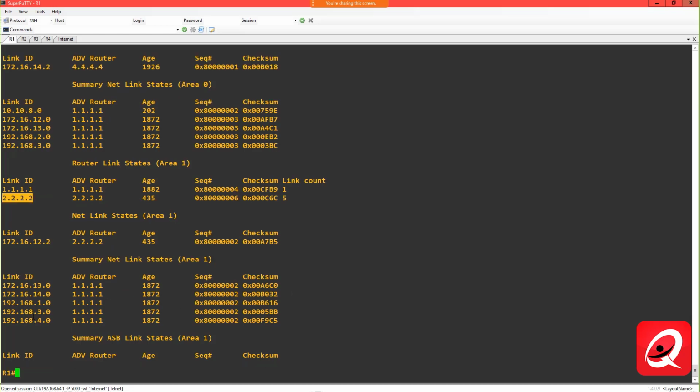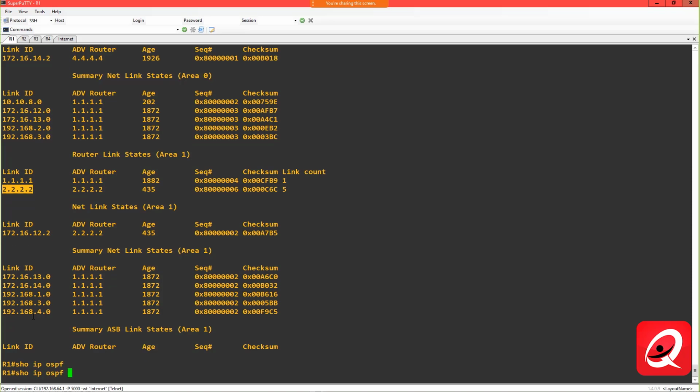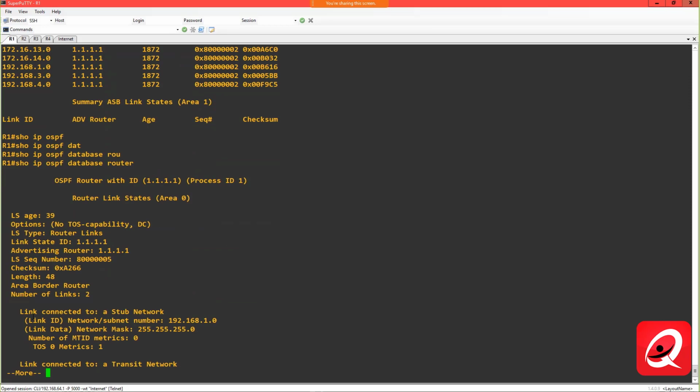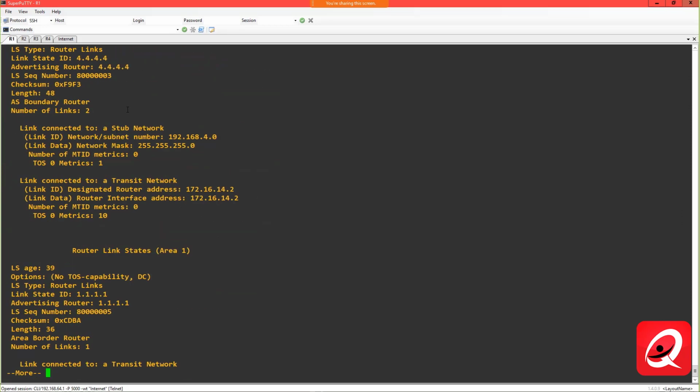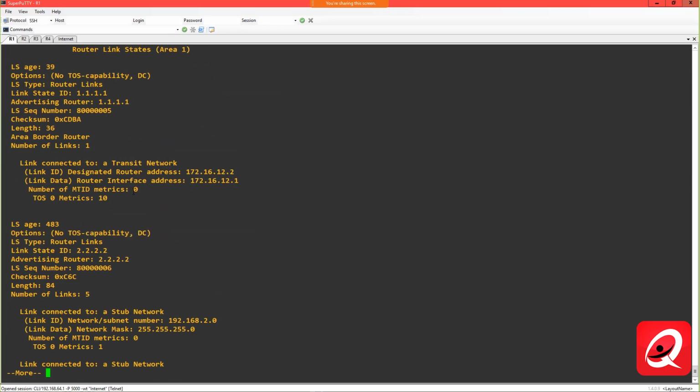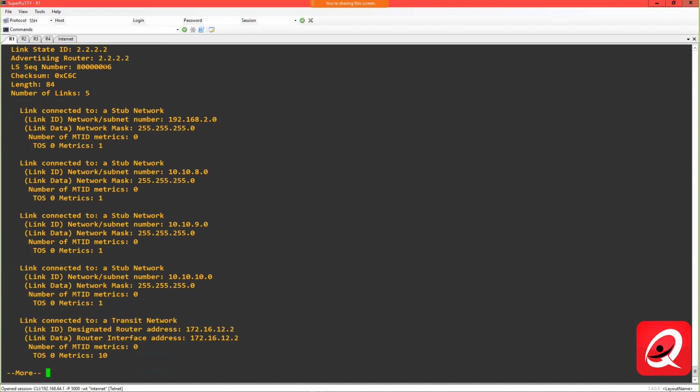So I would have to do show ip ospf database router, and then I would see those individual LSAs coming from router 2, which is right here. And here is the 8, here is the 9, here is the 10. Does that make sense? Got it.